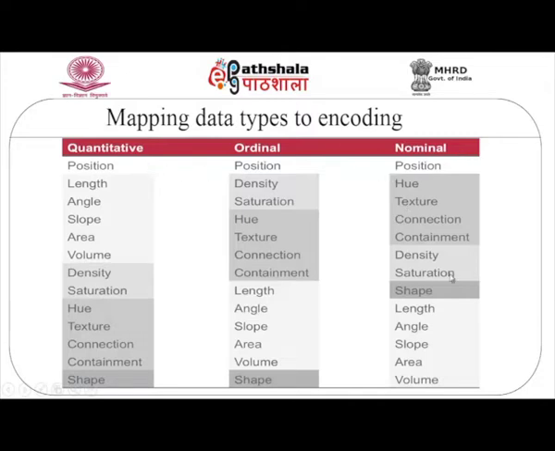So from this table, it is understood that for a quantitative data type, position, length and angle are the most prominent ways of mapping the data to some kind of encoding patterns. For an ordinal data type, position, density, saturation, hue are the best ways of mapping this kind of ordinal data type to visual patterns. In the case of nominal data, position, hue, texture, connection, containment are the best ways of mapping the data type to some kind of visual encoding patterns.